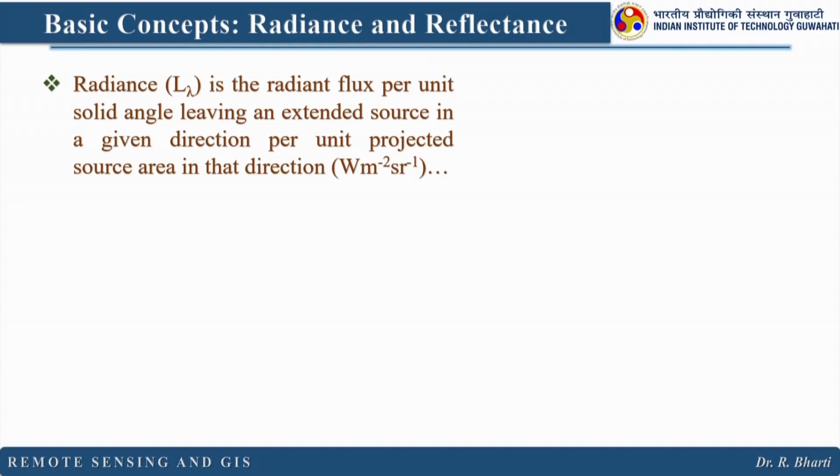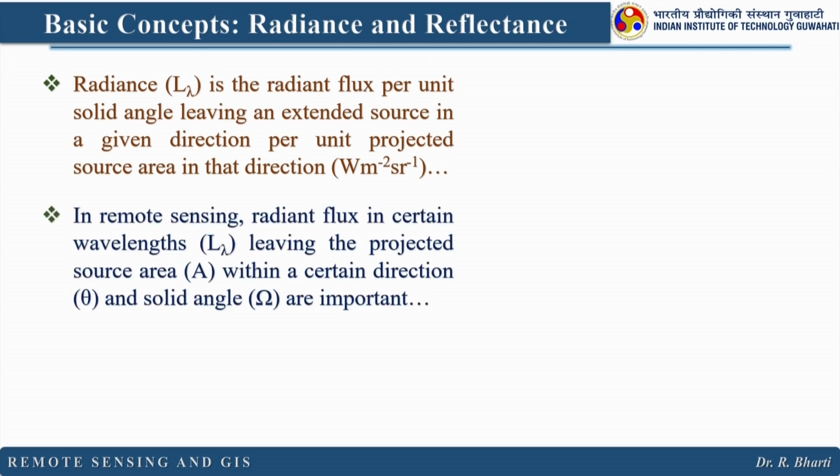Now you need to understand the basic concepts of DN number, radiance, reflectance, emittance, transmittance, absorption. These fundamentals are used, and from now onwards I will always call radiance, reflectance, emittance, and you have to refer to all these fundamentals. Radiance is the radiant flux per unit solid angle leaving an extended source in a given direction, per unit projected source area in that direction, and the unit of radiance is watt per meter square per steradian. In remote sensing, radiant flux in a certain wavelength leaving the projected source area A within a certain direction, that is our theta, and solid angle are important.